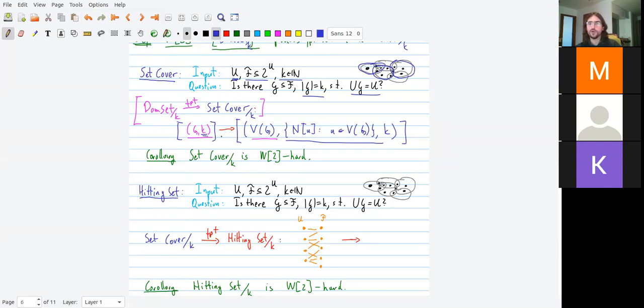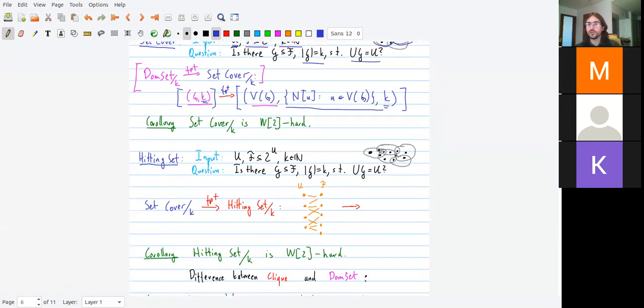The parameter blow up is again identity. So this is an FPT reduction. So this means that the set cover problem parameterized by the solution size K is actually W2-hard.